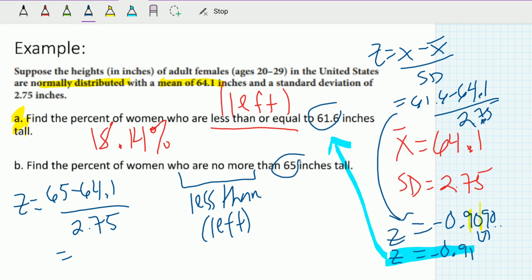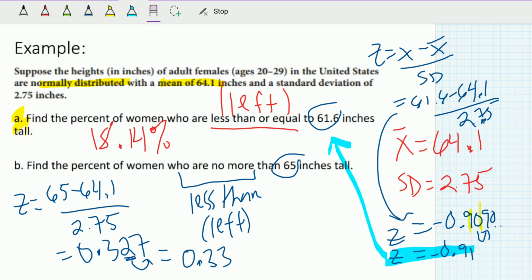65 minus 64.1, and then divided by 2.75. So then that gives me 0.327. Okay. And then the 2, again, it depends on what the number right next to it gives me. It's a 7, so that means it's going to go up. So it'll be 0.33. So that is the z-score for this problem here, 0.33.